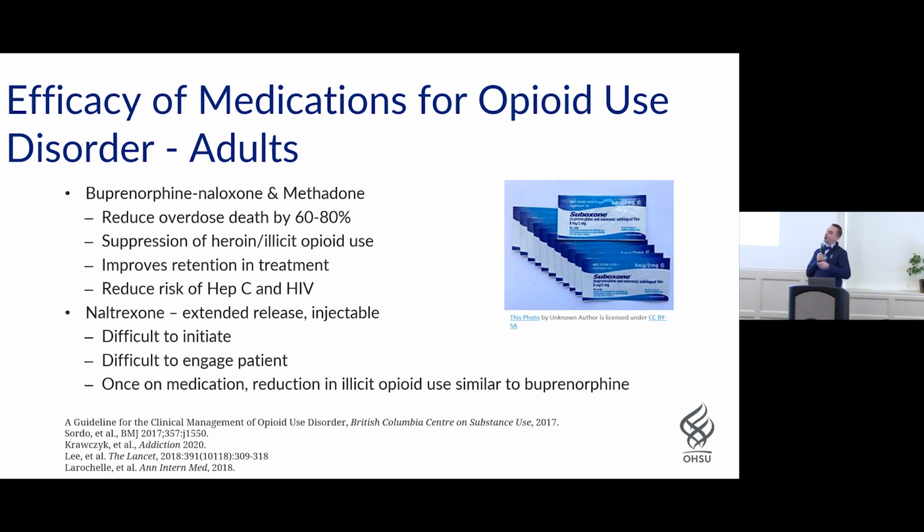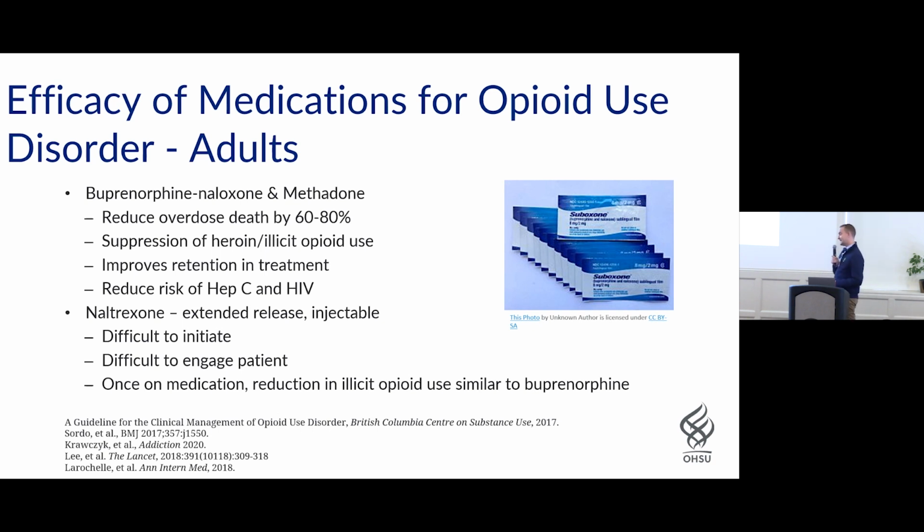Naltrexone, once people are on it, is almost as effective as buprenorphine and or methadone. The challenge with naltrexone is people have to be opioid-free for 7 to 10 days before you can initiate it, which can be hard, right? Opioid withdrawal is not easy to get through, especially if you have to get through 7 to 10 days without an opioid. Times where naltrexone is really great are coming out of incarceration, coming out of detox or residential treatment. And so those are times where naltrexone would be ideal.